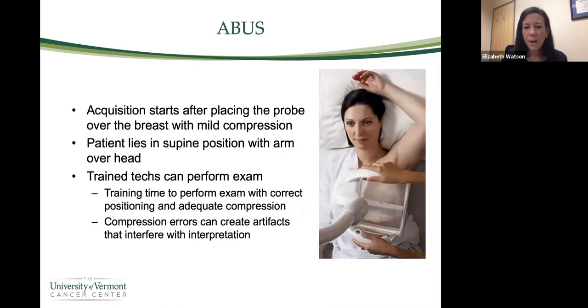So the acquisition for the automated breast ultrasound actually starts after placing the probe over the breast. There's a mild compression, probably not as much compression as you normally have for a mammogram. The patient lies on their back in their supine position with their arm overhead, as you can see in this image here. We do have trained technologists to perform the exam, which requires a fair amount of training time so that they can learn the correct position the patient needs to be in, as well as adequate compression, so that they know exactly how much compression to use so that we can reduce any artifacts or air gaps that can occur.